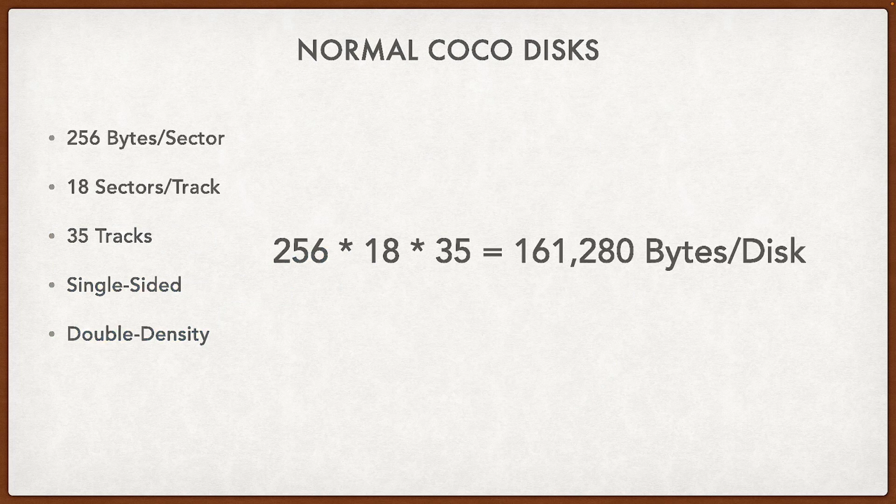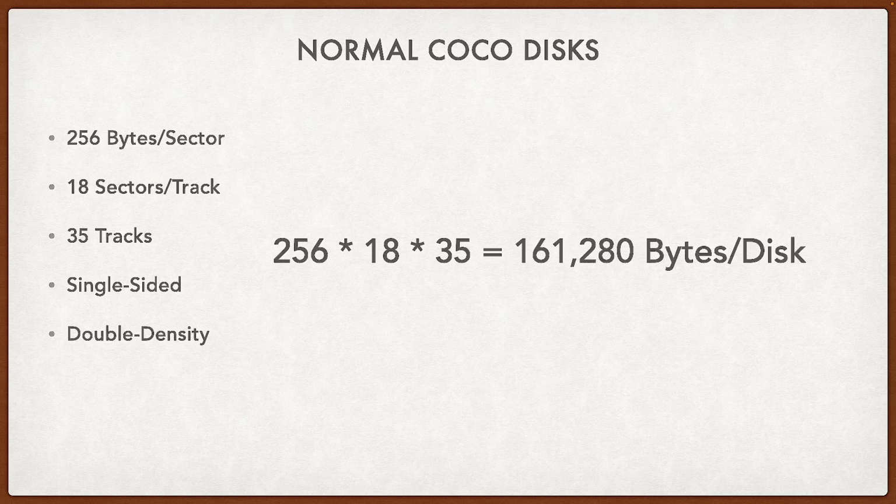So this is the technical information about a normal Color Computer disk. 256 bytes on each sector, 18 sectors per track, and 35 tracks. It is normally single-sided, and it is always double density. Of course, it can be double-sided double density as well. So if we multiply this all out, we get 160 kilobytes. That number should be familiar to pretty much everybody who uses a CoCo.